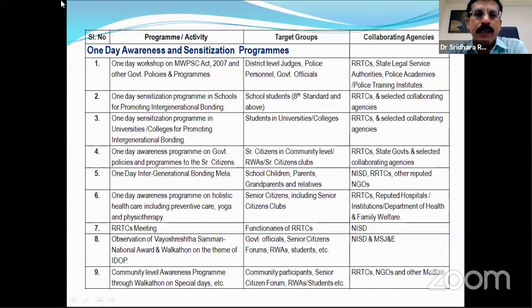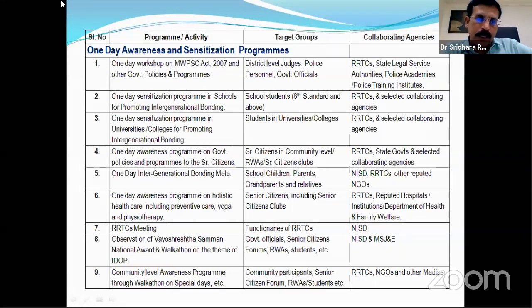Another thing is that we are mainly focusing on schools and colleges for intergenerational bonding. Nowadays we have a huge gap between grandparents and grandchildren. How to fill that gap is our main intention. Based on that, if any schools, colleges, and selected collaborative agencies are interested in organizing these programs, we give funds. Especially some southern universities focus on these issues and organize many programs also.